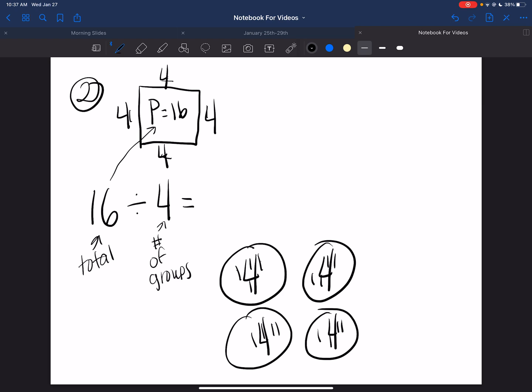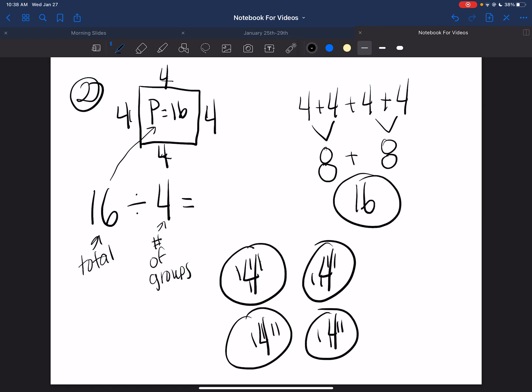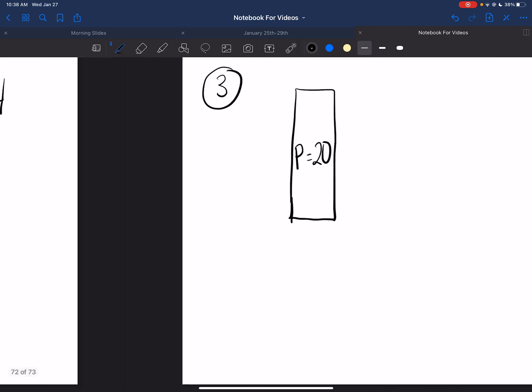And just to double check my work, I'm going to add the sides back together just to make sure that I get 16. 4 plus 4 is 8. Plus 4 plus 4 is 8. 8 plus 8 is 16. P equals 16, so we got the right answer.